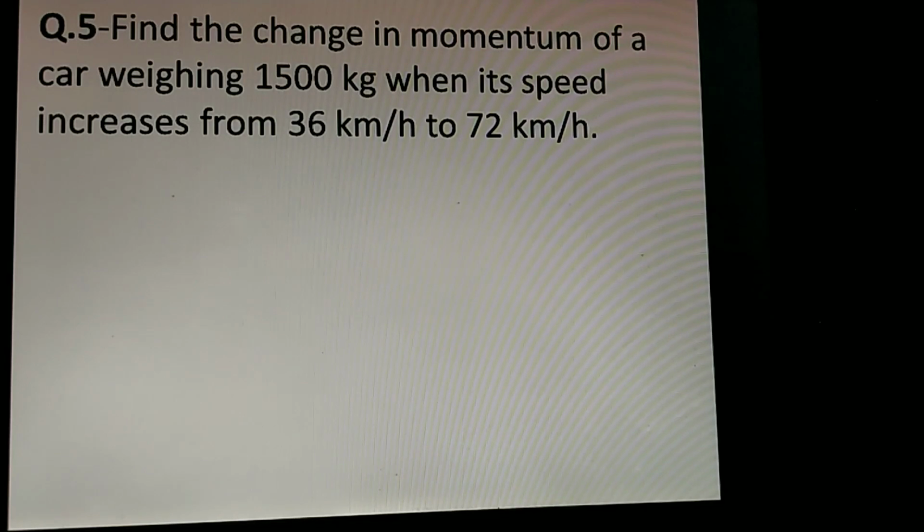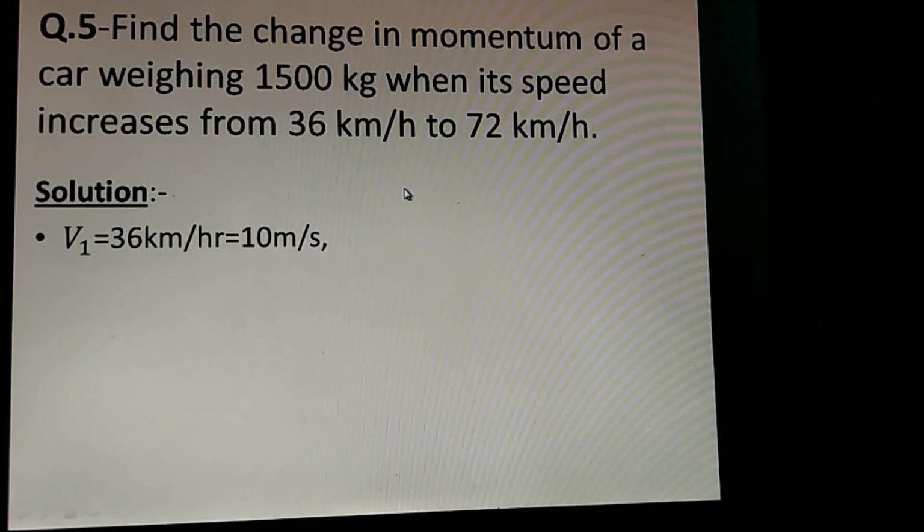Find the change in momentum. Remember, you have to find out the change in momentum of a car weighing 1500 kg when its speed increases from 36 km per hour to 72 km per hour. So you have to find out the change in momentum. So write down the values first.